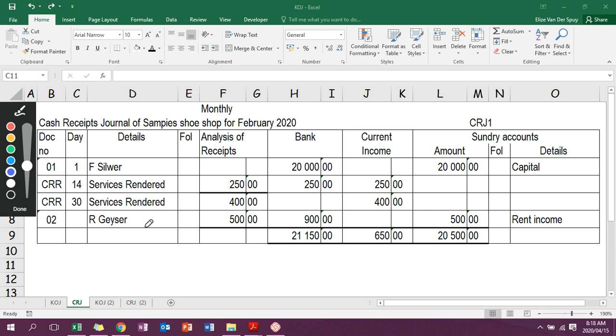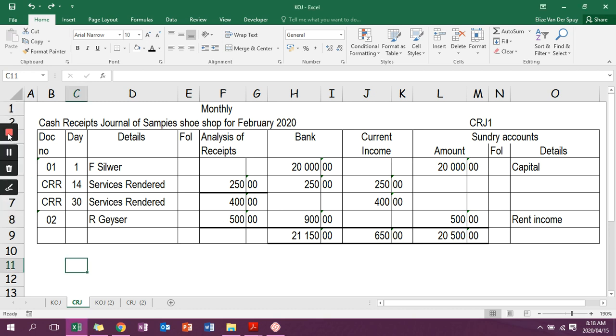Then we received money from Geyser, 500 Rand. So it is in analysis of receipts. And then this was for rent income. So therefore, it will be written into my sundry accounts because we do not have a column for rent income. Then when we get to the end of the month, we're going to add up our bank's total, our current income, and our sundry accounts. And then together, current income and sundry accounts must add up to my bank's total. Because remember, every transaction in my bank is also in one of these two columns. So therefore, you can check yourself. And that is the CRJ.